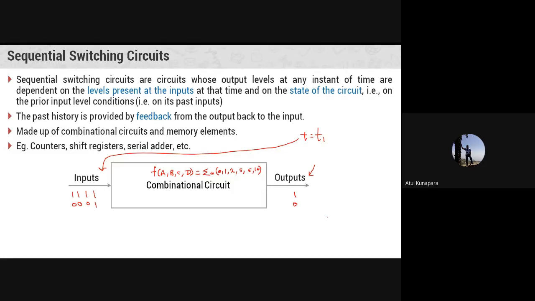Are you getting what I'm saying here for this combinational logic circuit? Hello? Yes, sir, clear. Yes, sir.